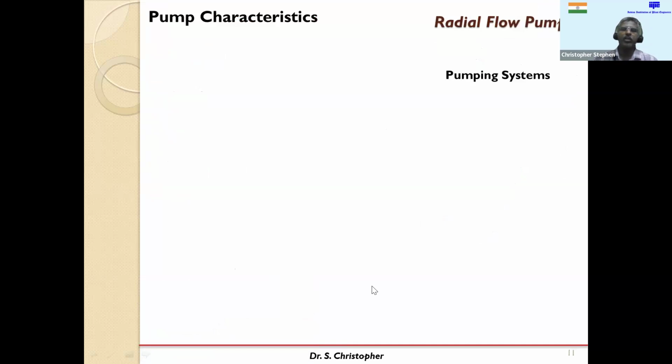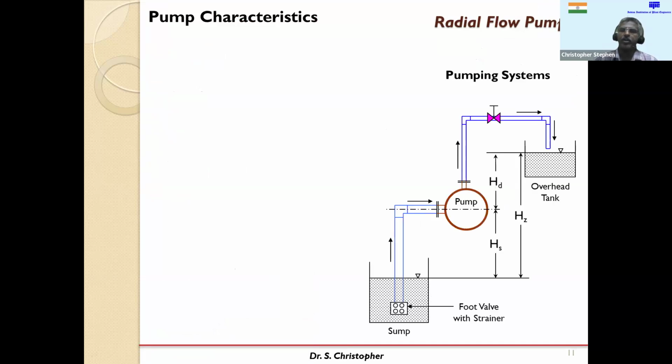Now we'll move on to the pump characteristics. I think most of the people are from various backgrounds, some are plant engineers. Let's have a look at a typical pumping system. You can see this is the pump of different types. It may be an axial, mixed or radial flow pump. This is the suction line, and this will be the delivery line.